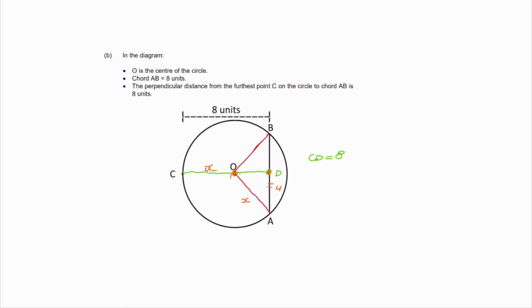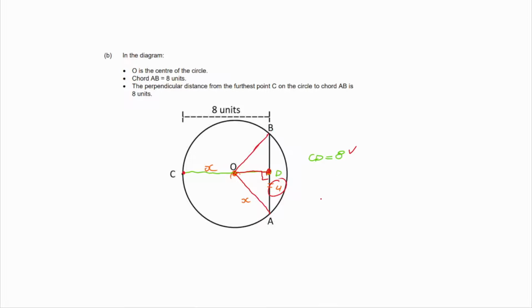We're obviously going to be writing all this stuff down, but we're just currently looking over here. We know that this distance is 4, we know that this is 90, so we're looking for Pythag. The only issue now is we need this distance OD, but we know CD is 8.